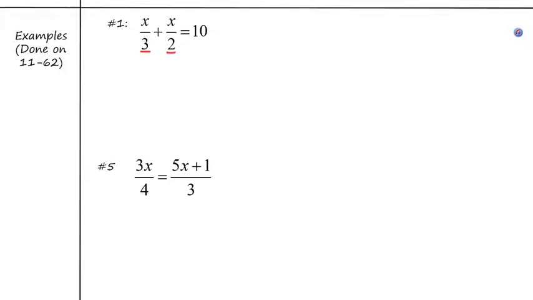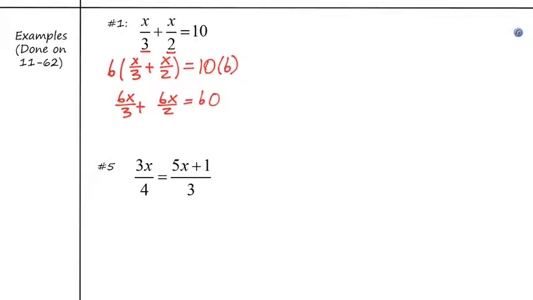Well, we look for the least common multiple, right, and that'll be 6. So what we'll do is we'll multiply everything by 6. So we say 6 times x over 3 plus x over 2. And then on the other side, we also have 10 times 6. All right, so now we have 6x over 3 plus 6x over 2 is equal to 60. Okay, so let's simplify this now, right?